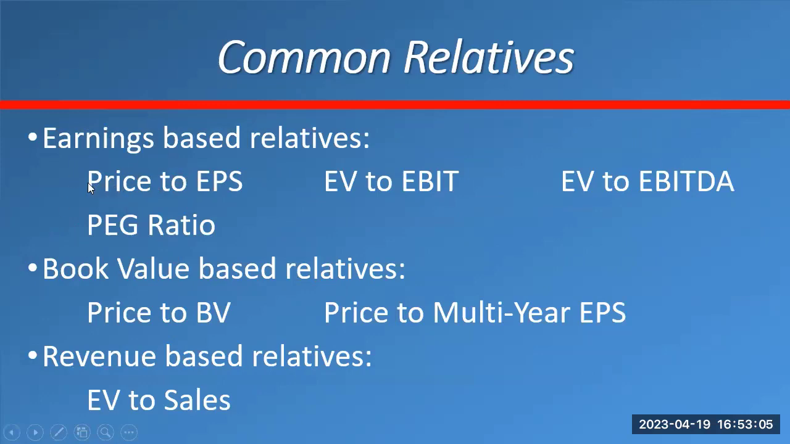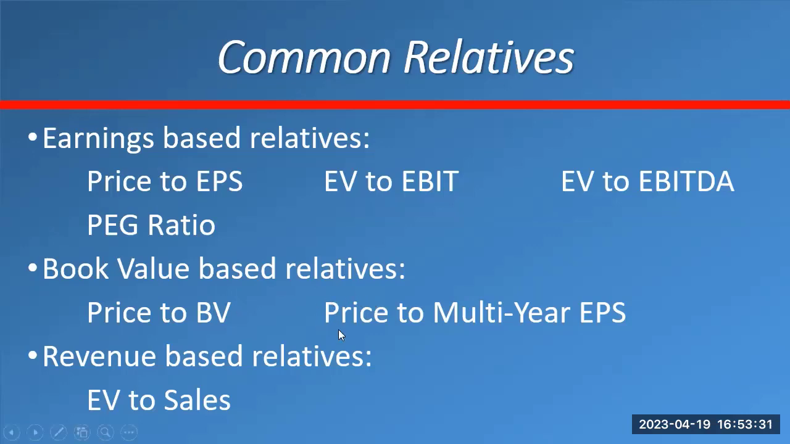So the most common ratios are price to earnings, EV to EBIT, EV to EBITDA. The PEG ratio we already talked about, that's a pretty popular one. That's just your PE ratio over the expected growth. Book value ratios, price to book value are, if you have a firm right now, especially restaurants, we have a lot of restaurants that don't have net worth. They bought so much of their stock back that their net worth is negative.